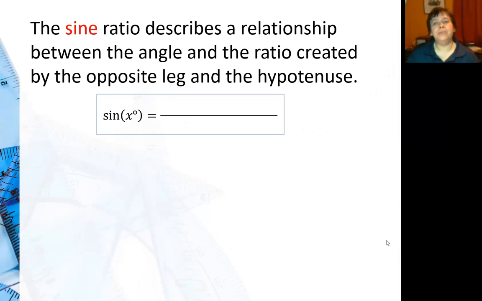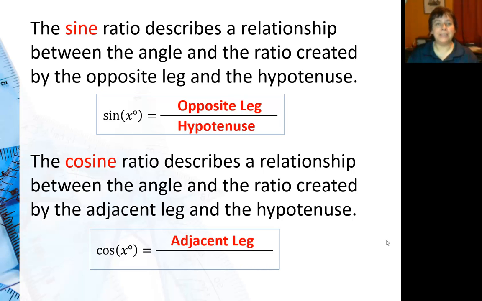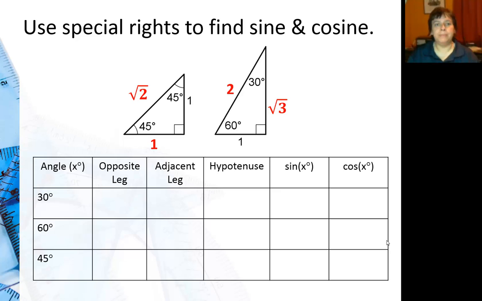So the sine ratio describes a relationship between the angle and the ratio of the opposite leg over the hypotenuse. If I had a right triangle here, and I have an angle in the corner, you look across, that's your opposite leg, and you put that above the hypotenuse as your ratio. If my angle were the top angle here, my opposite leg is on bottom, that still goes on top of the hypotenuse. So it's basically opposite leg over hypotenuse. The cosine ratio is related, and it uses the adjacent leg over the hypotenuse. So we're going to use special rights to find sine and cosine.